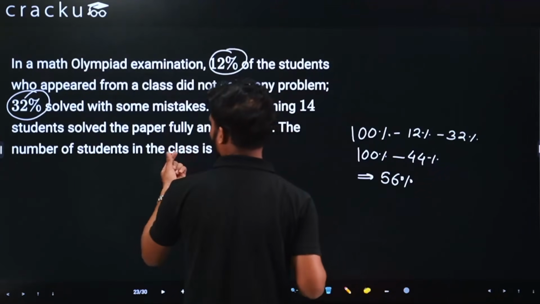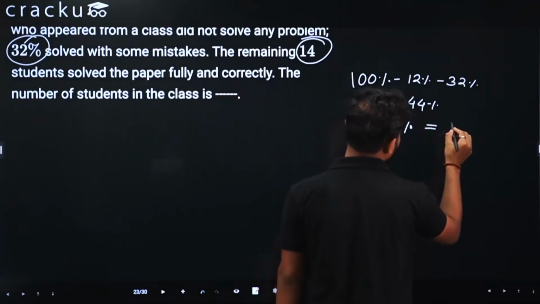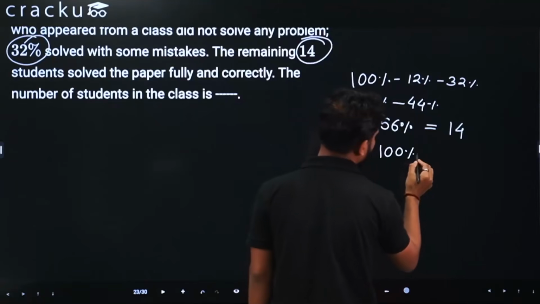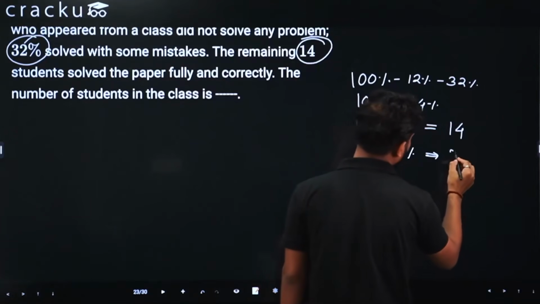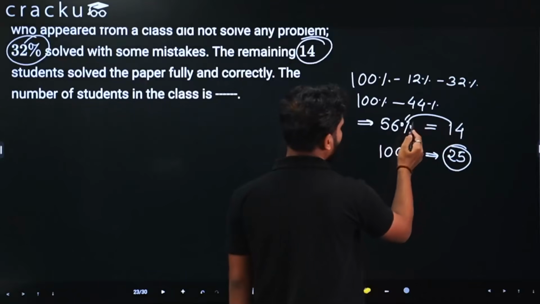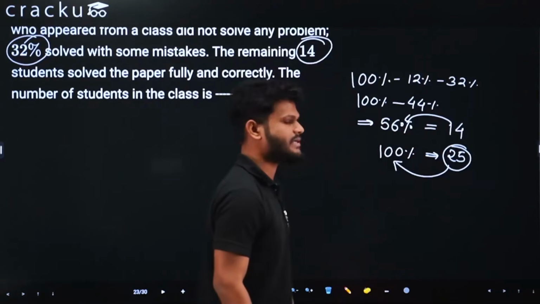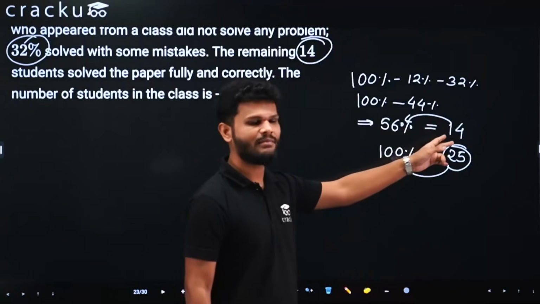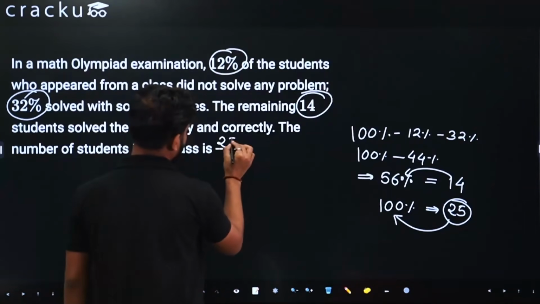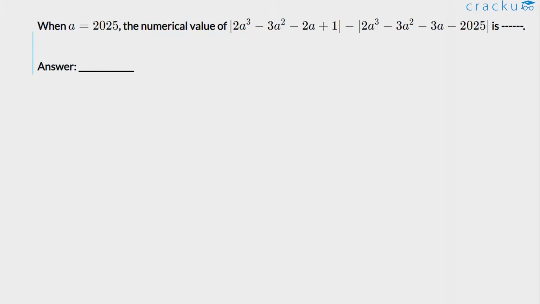And these remaining students are equal to 14. So 56% students are equal to 14. So total 100% students will be equal to what? They will be equal to 25. Why? 14 into 4 is 56, 25 into 4 will be 100%. You can just use the unitary method to solve this. So total number of students in the class is 25. Hence 25 is the correct answer.